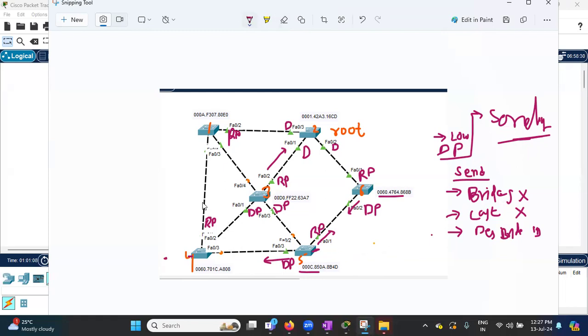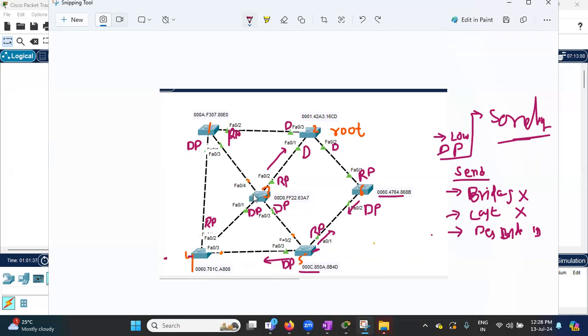So tell me about this LAN segment. This one is complete: RP, and this will be DP. By default. Tell me about this LAN segment: which port will become the DP port? Same cost, so 04 would be DP.